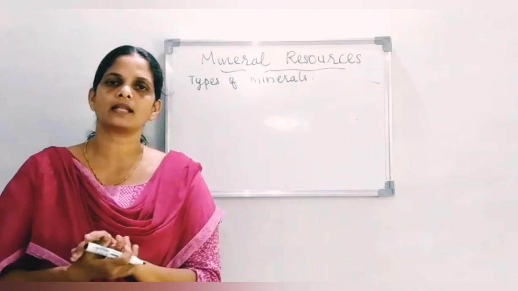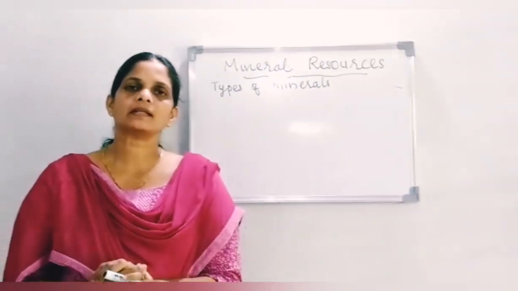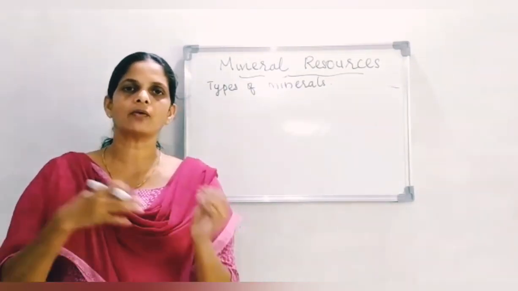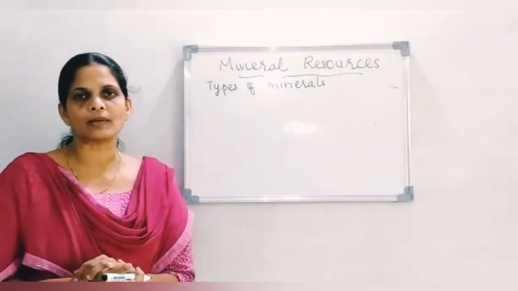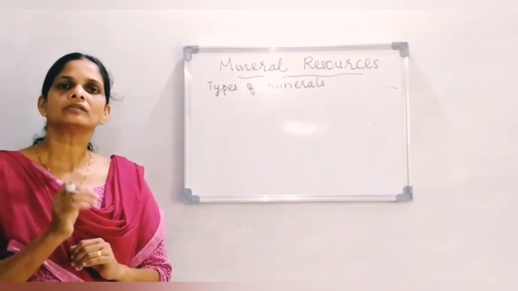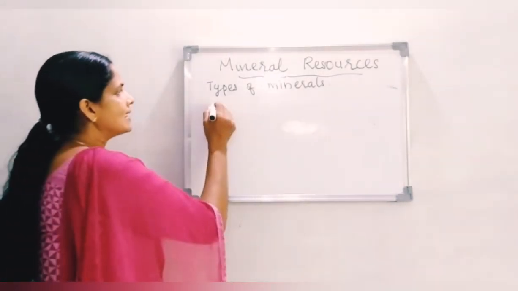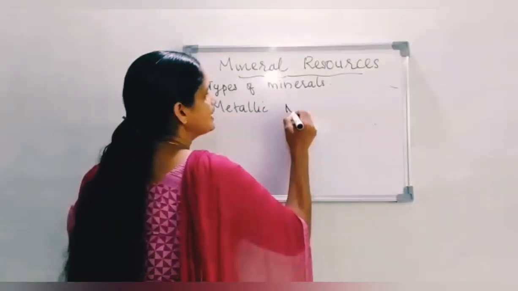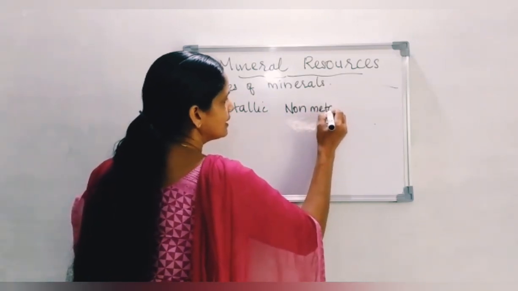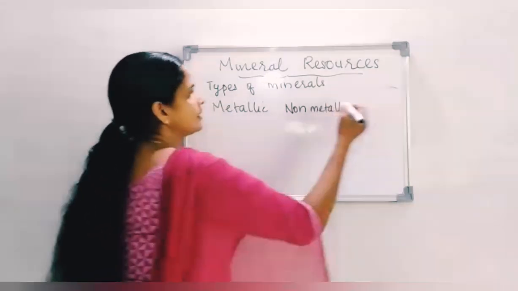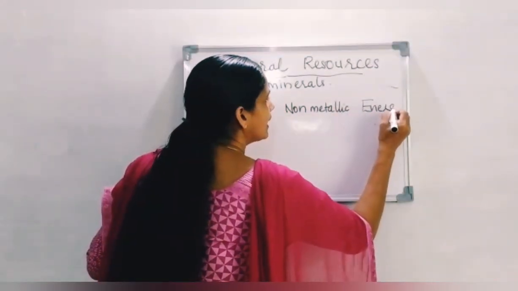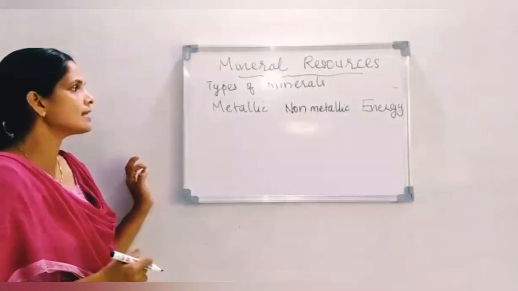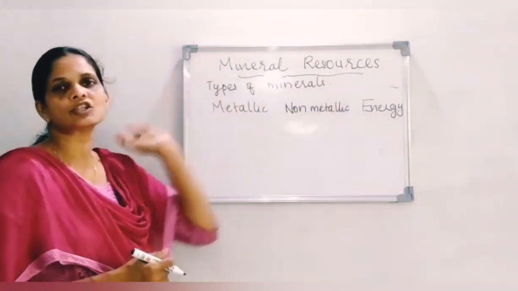Which are the different types of minerals, or the classification of minerals? Based on the features or nature of minerals that were already mentioned, minerals are different from one another. Based on these characteristics, minerals are mainly divided into three types: metallic minerals, non-metallic minerals, then energy minerals. Clear? The minerals are divided into three types based on their characteristics: metallic, non-metallic, and energy minerals.